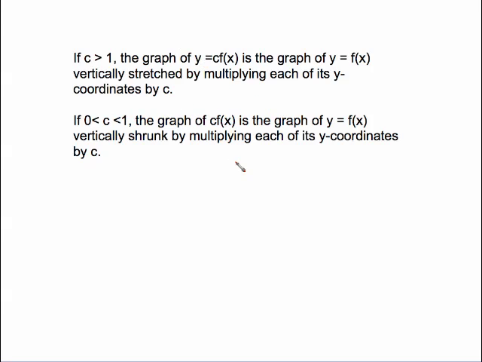So here's our rule. If this c value in this expression right there is greater than 1, then the graph of y equals f of x is vertically stretched by multiplying each of its y coordinates by c. On the other hand, if c is a value between 0 and 1, meaning a fraction, then the graph of y equals f of x is vertically shrunk by multiplying each of its y coordinates by c.